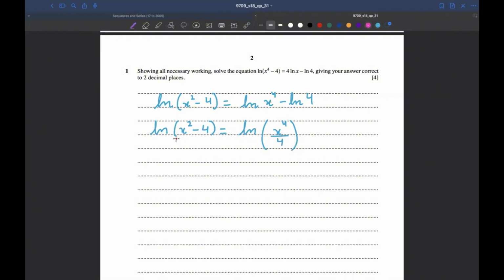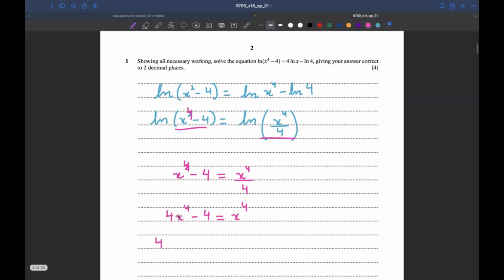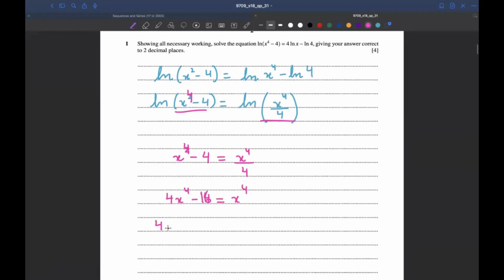Now we can compare the left and the right hand side. So this will become x power 4 minus 4 is equal to x power 4 upon 4. It is x power 4, not x squared, right? Cross multiplying, this will become 4 times (x power 4 minus 4) is equal to x power 4, so 4x power 4 minus 16.